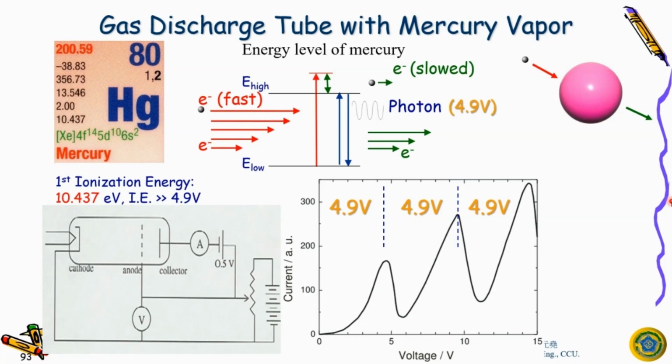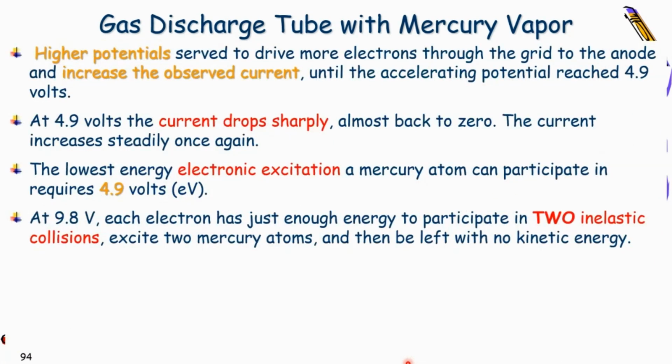Okay? So can you explain this? Yes, you can. Once this electron goes through, it gets enough kinetic energy, and it will hit the second mercury atom. The second mercury atom will give the same result as this, and then the third one. Right? Okay, so this experiment tells you that energy levels are quantized.